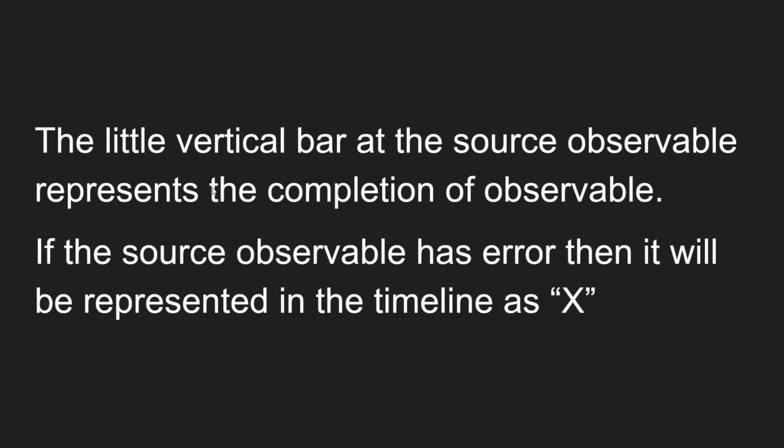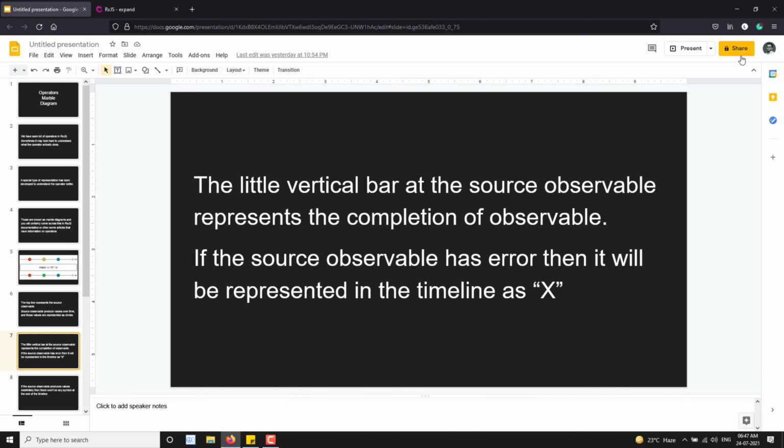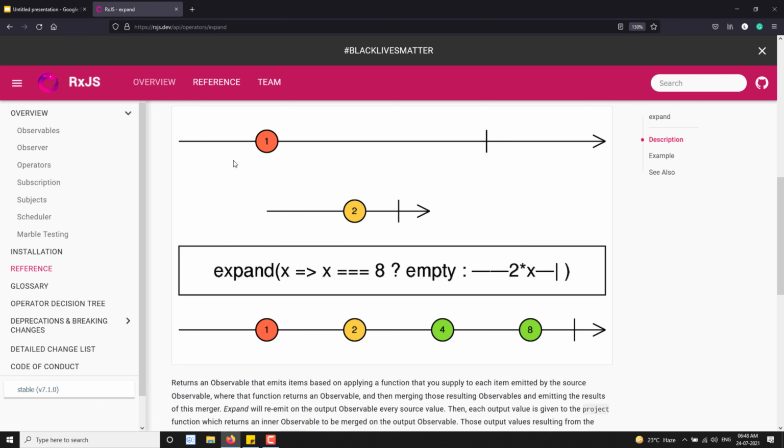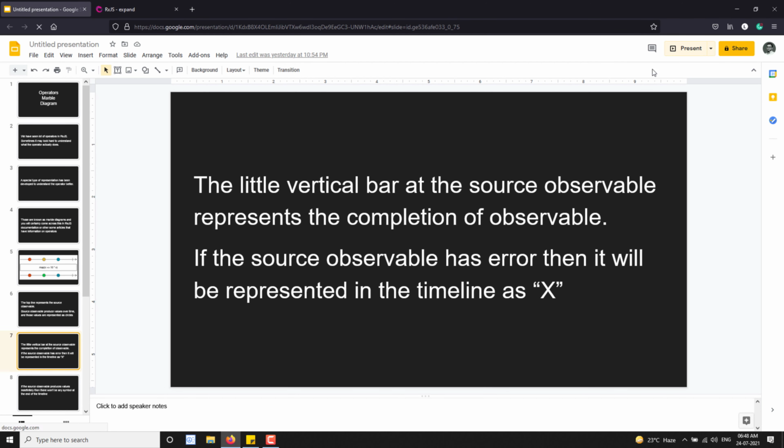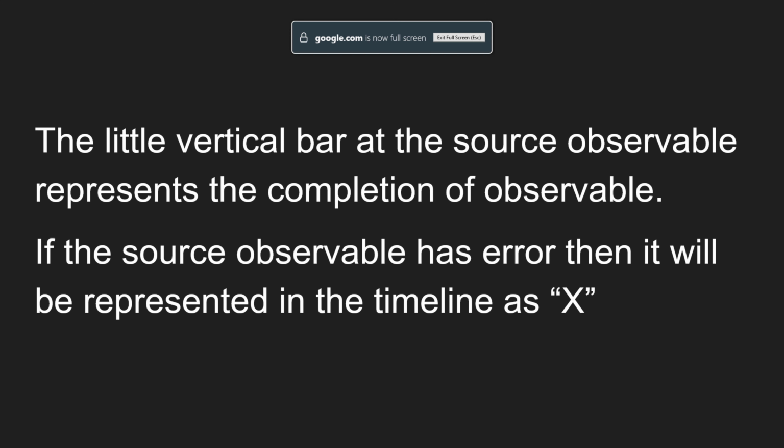The little vertical bar at the source observable represents the completion of the observable. You are able to see this vertical bar, right? So this little vertical bar is a completion of the observable. Completion means the observable has completed emitting the values.